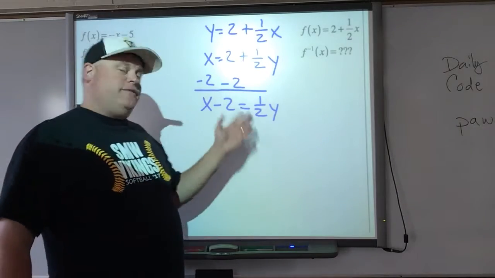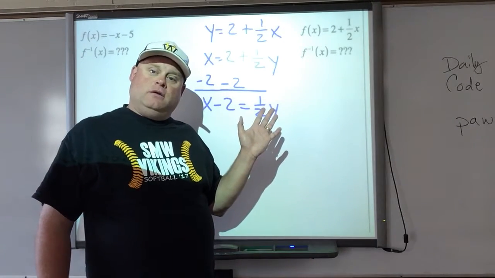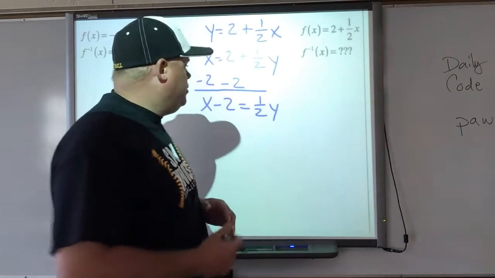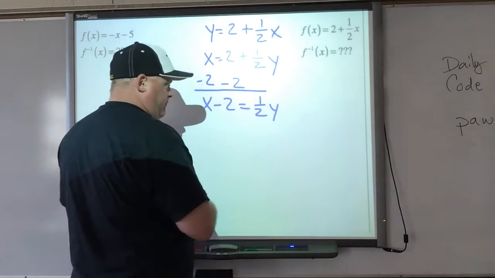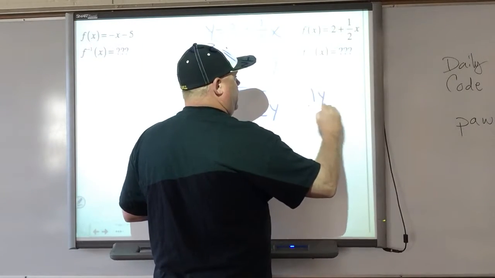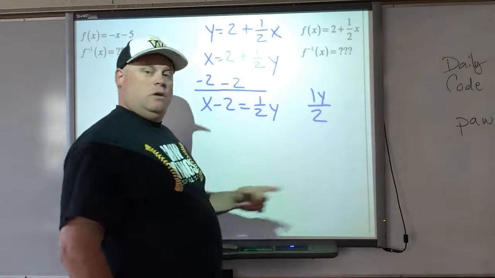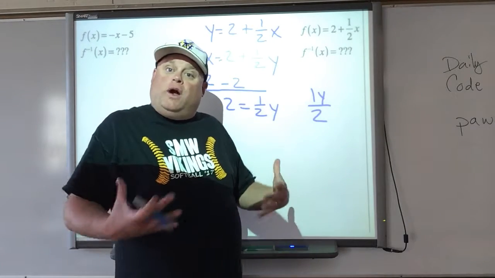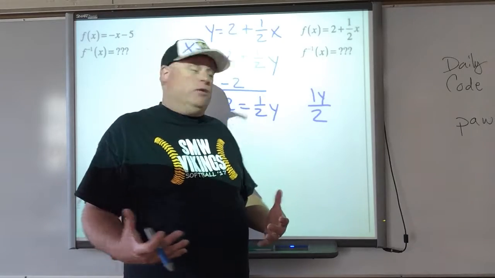Now, I have 1/2 y. Well, what is 1/2? Notice that I've got it written as 1/2 y. Well, in your brain, remember that I could write this as 1y over 2. What is my denominator here? It's a 2. And I don't want a 2, right? I don't want a denominator.